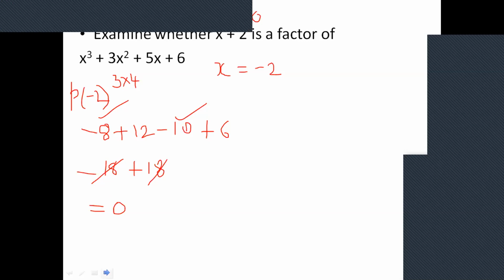Now let us move on to the relationship between the zeros and the coefficients of a polynomial. First we'll start with the linear polynomial. Let us take a very simple concept, a very simple equation.